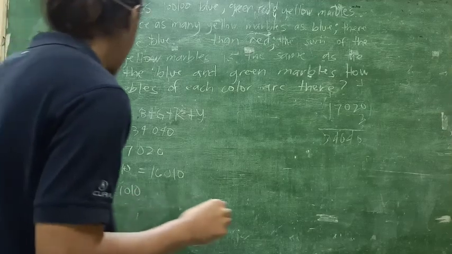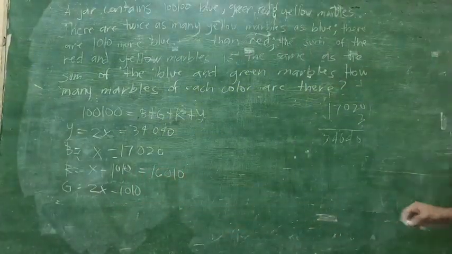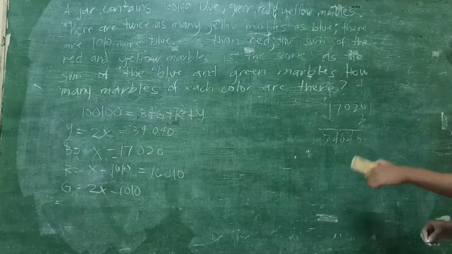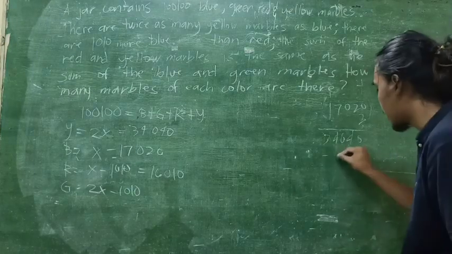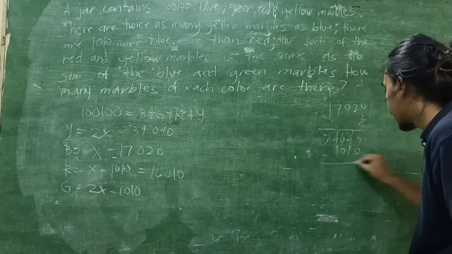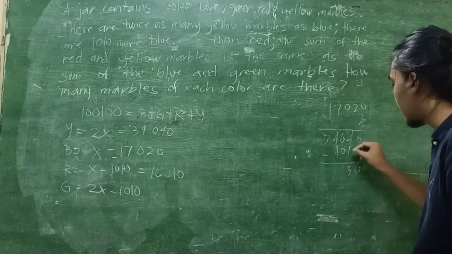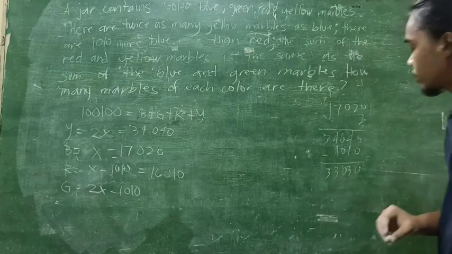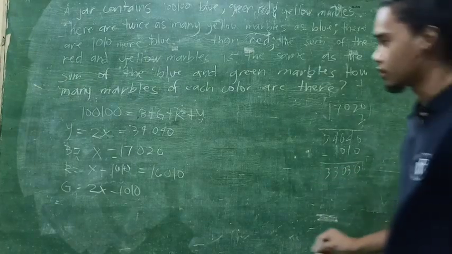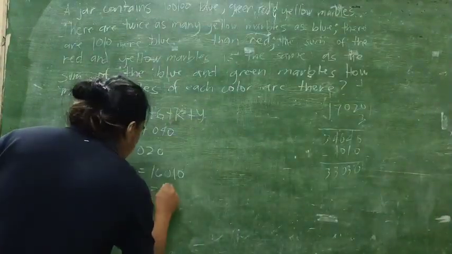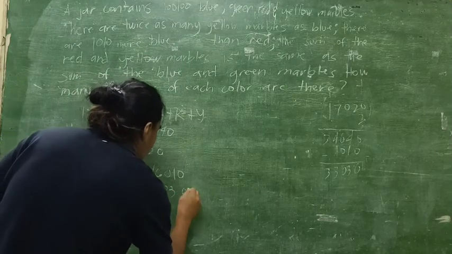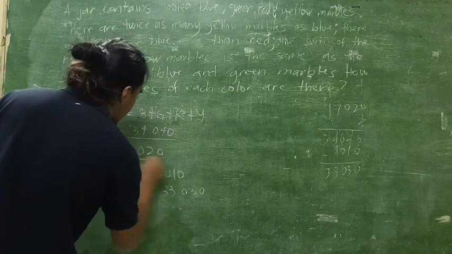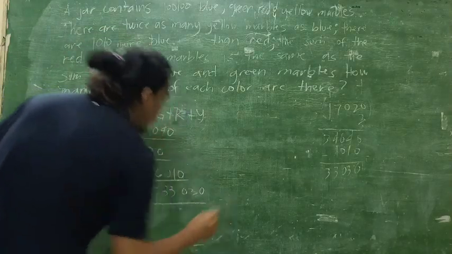And then green is just 2x minus 1,010. So we just subtract 1,010 from 34,040. So 33,030. Here we have the value of each marble color.